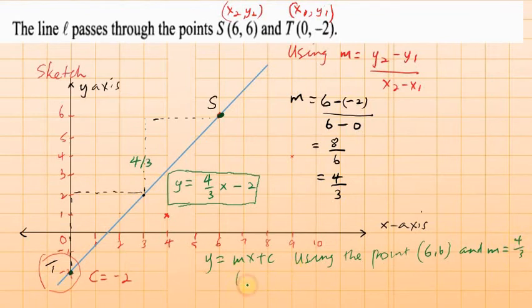So 6 = 4/3 × 6 + c. So 6 minus 4/3 times 6; 6 divided by 3 is 2, 2 times 4 is 8, so 6 minus 8 is equal to c. c is equal to -2. So the equation is y = 4/3 x - 2.